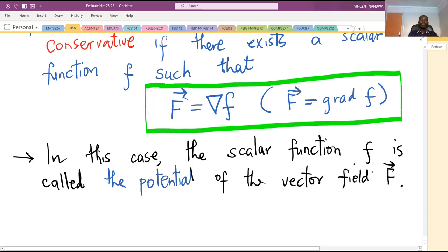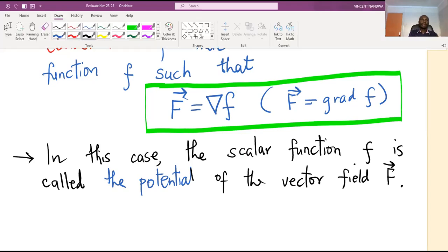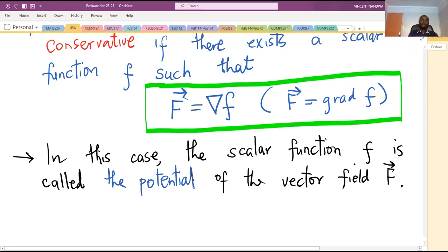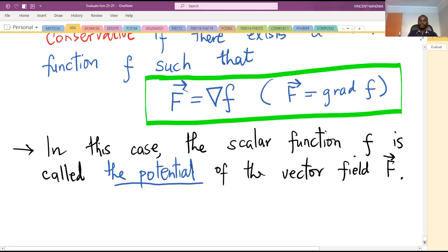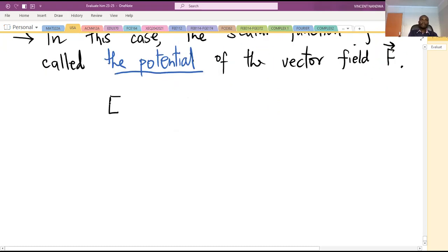So we have two main things that we have defined. One, a conservative vector field, which can be expressed as the gradient of another scalar function. And then this scalar function, which satisfies this equation, is called the potential of the vector field. So let's do two examples to illustrate how we find the potential of a vector field if you know the vector field. We'll do two examples in this class.